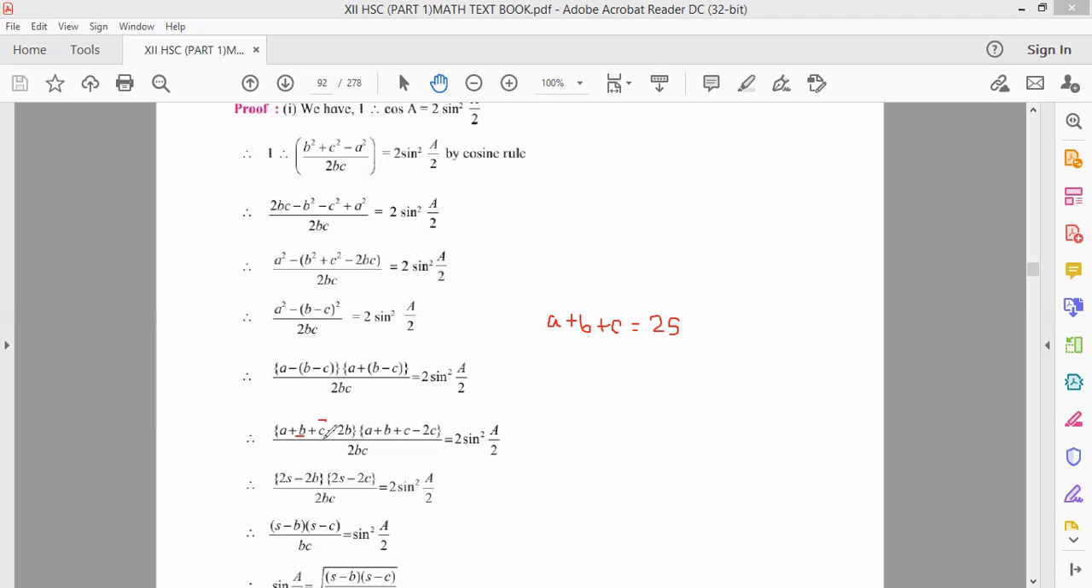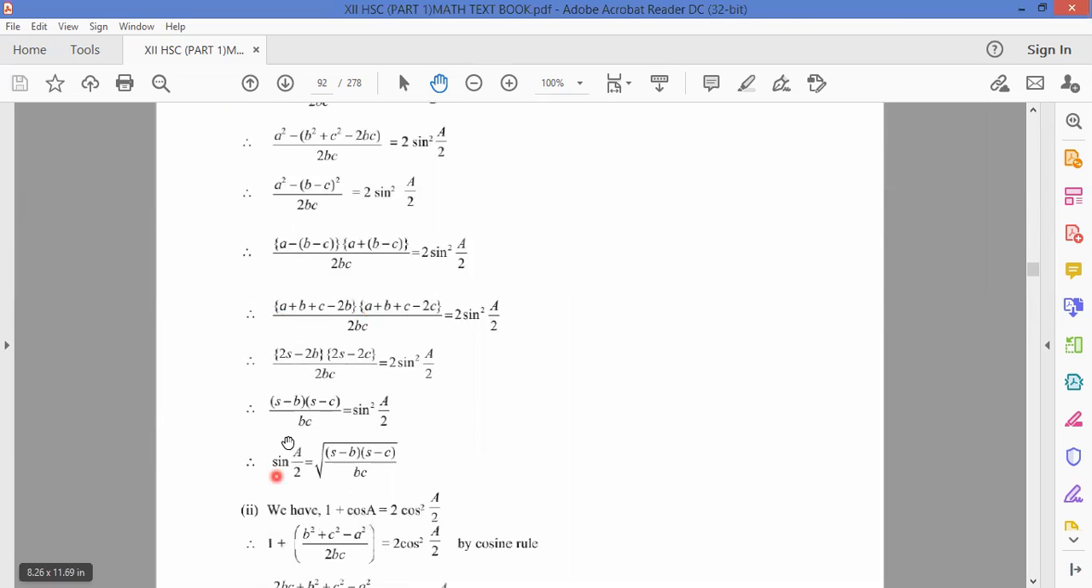So this A plus B plus C, which is there, it can be replaced by 2S in both the places. Then we can take out 2 common from each of the bracket. So once you take out a 2 common from here, we can cancel that with the denominator, and the second 2 which is taken out common can be cancelled with the right hand side. So there are no more 2 left. What we have is s minus b, s minus c upon bc, and on the right hand side sine square a by 2. Now we'll take out the square root. So once we take out the square root, we get the required expansion or equation completed. So sine a by 2 equals root of s minus b, s minus c upon bc.